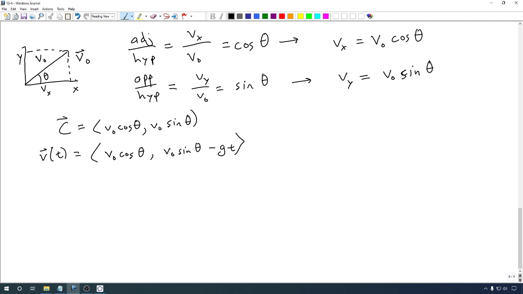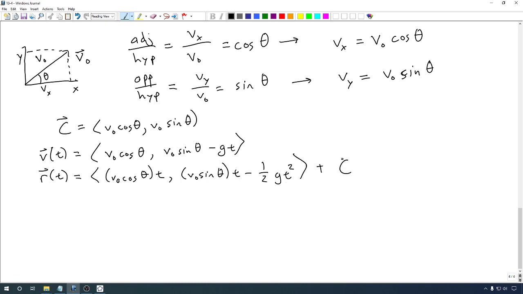We are going to have to integrate this again to get the position vector, which just means that we integrate each of the components. So the integral of V naught cosine theta, well, all that is constant. V naught and theta do not change over time. So we just end up with that constant times t. Then we have the same kind of thing over here. V naught sine theta is a constant, so we have V naught sine theta times t, but then we have a t over here, so integral of t gives us a 1/2 t squared, but times that g that we have. And then we end up with another constant.